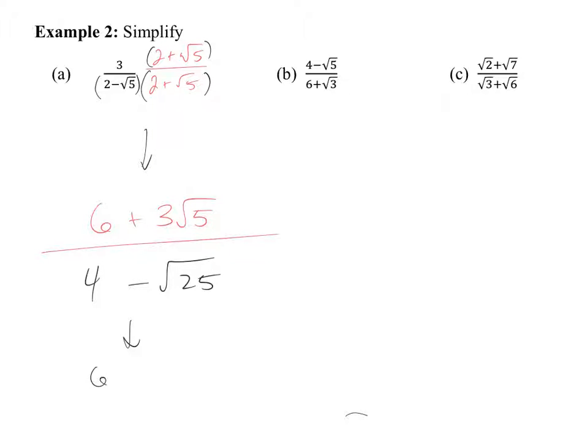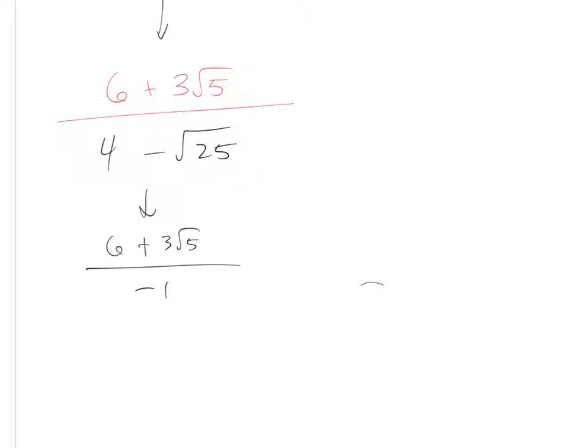The numerator is still 6 plus 3 root 5. The denominator, though, now is 4 minus 5, which is negative 1. So I can leave my answer like that, or if I want to make it look like it's not a fraction, I can write it like this. Either way is fine. But do you see what happens? 4 minus 5 gives me negative 1. The denominator becomes rational. Hence, we call this rationalization, right? Rationalization.